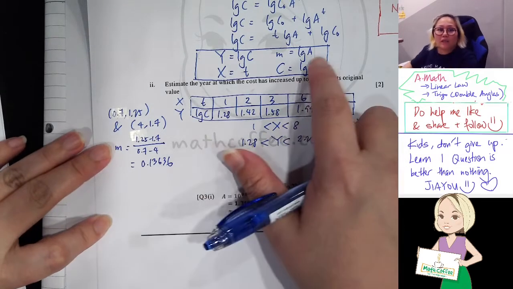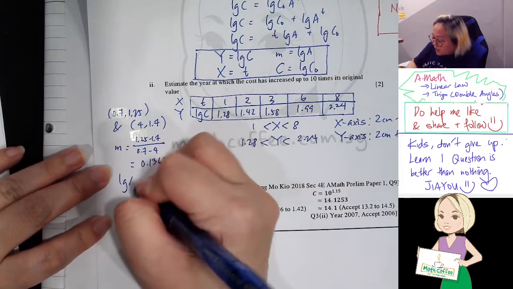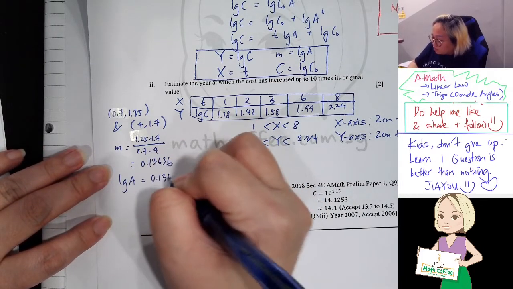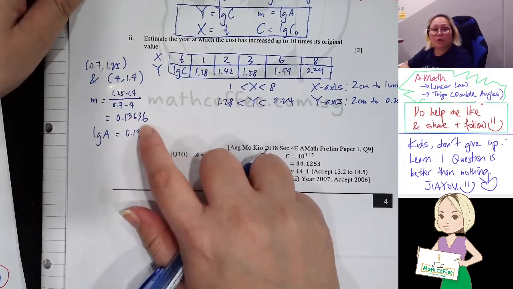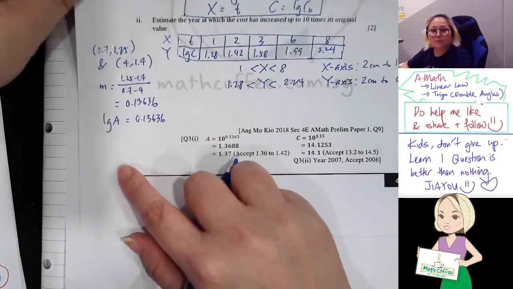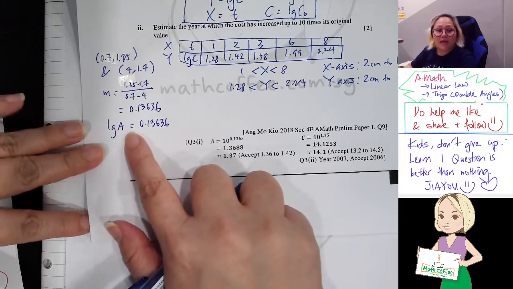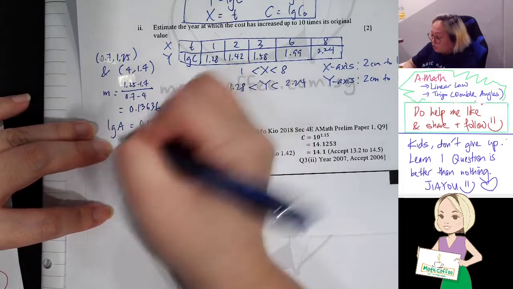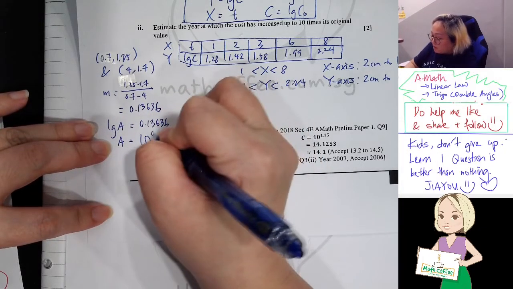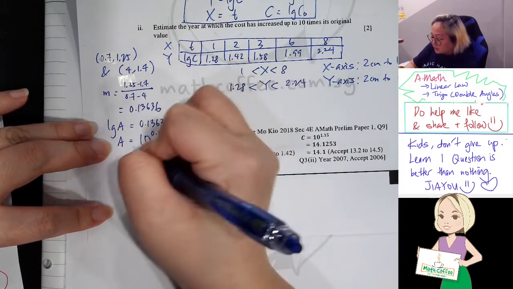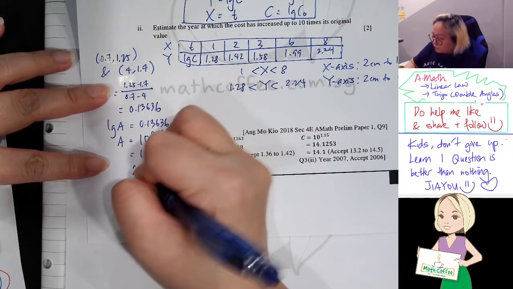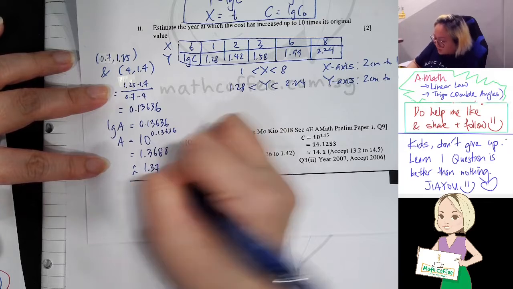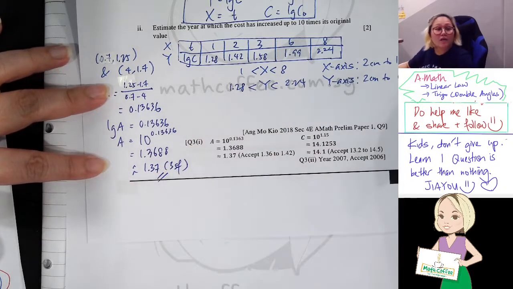Remember our gradient here is log A. So you have to say log A is equal to 0.13636. Your task is to find A. So you cannot tell me, oh, my answer is 0.13636. It's not correct. You still need to find A. So log is base 10. So to find A is just 10 to the power of 0.13636. And when you press the calculator, it will give you 1.3688. Round it off to 3SF, 1.37. Okay, so that is my A.